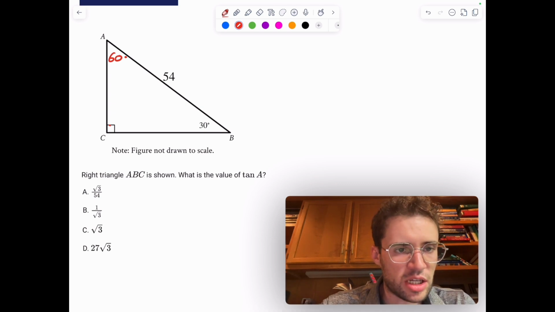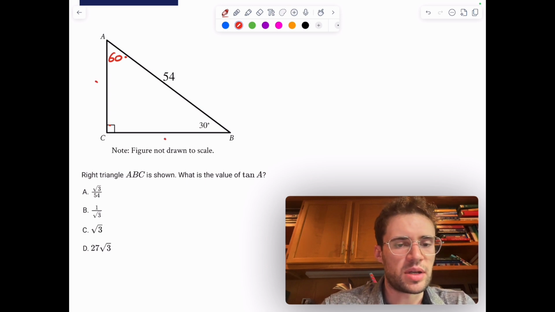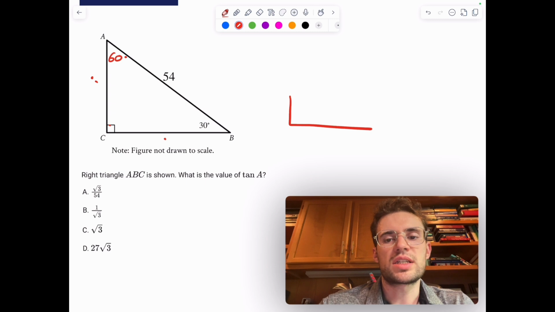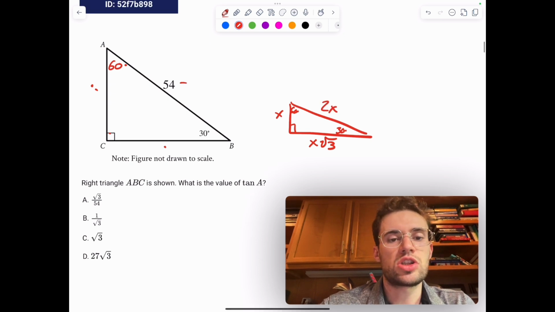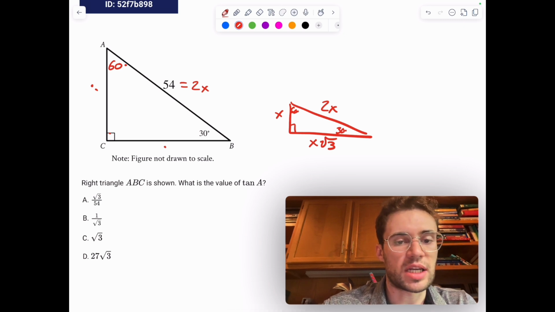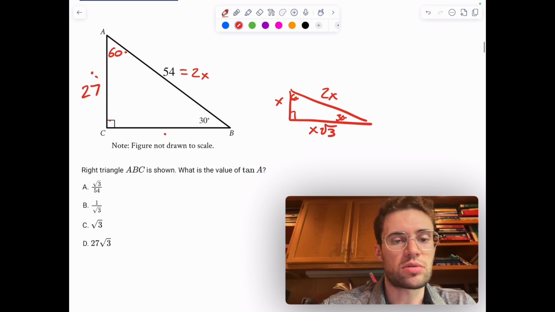What is the value of tangent of A? Tangent is opposite over adjacent, so we need to find the length of this side and this side. If you know your 30, 60, 90 ratios, which I think will be given to you on the day of the test in your reference sheet, then you know it's going to be the side opposite the 30 would be x, the side opposite the 60 would be x times the square root of 3, and the hypotenuse would be 2 times x. So they give us that 2x equals 54, which means that x is half of 54. So x over here, the side opposite the 30, would be 27. And then the side opposite the 60, the x root 3, would be 27 times the square root of 3.